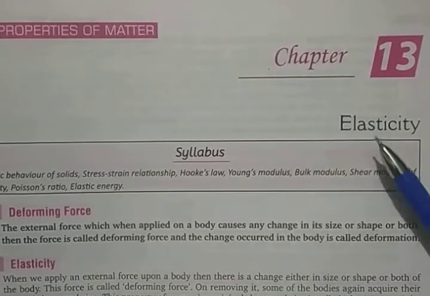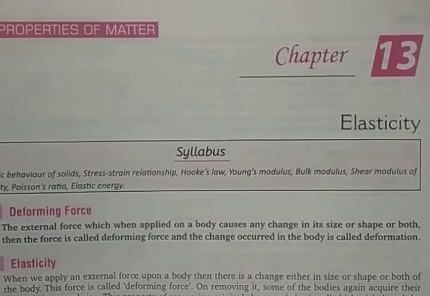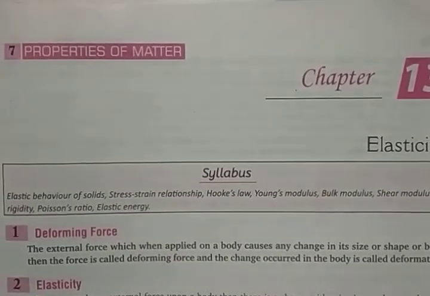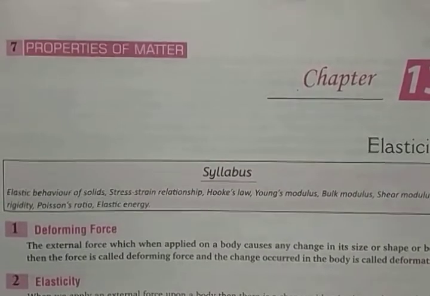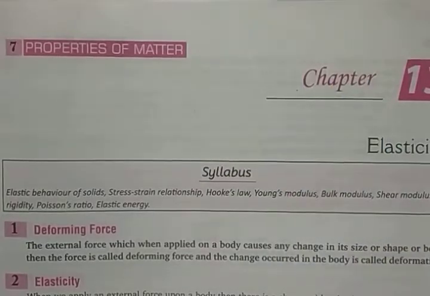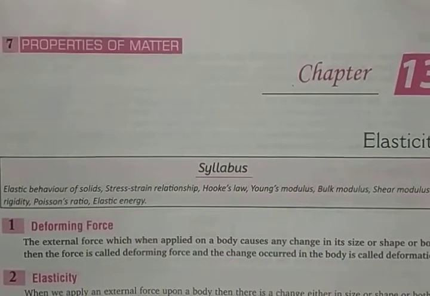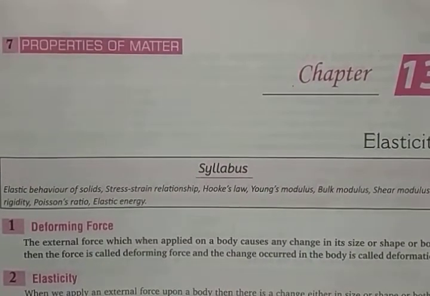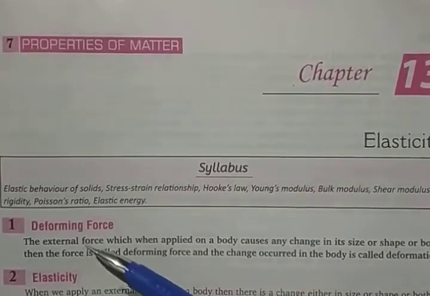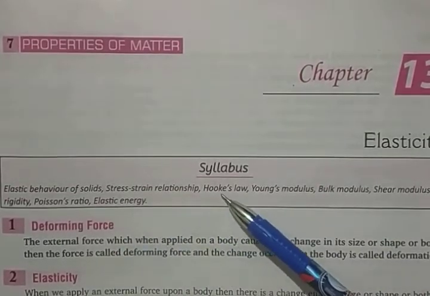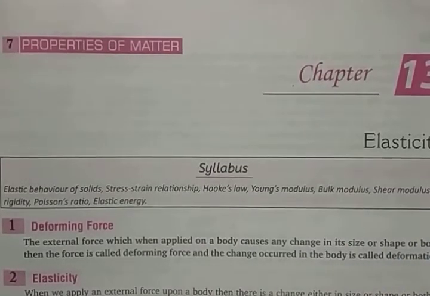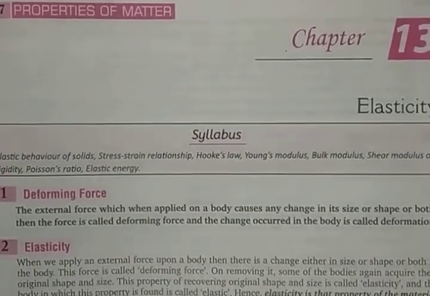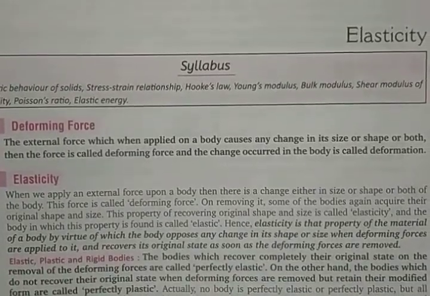This is considered chapter 13 in this book, but according to the actual syllabus given by ICSE or ISE, it is Properties of Matter, the 7th unit. The syllabus is given here: elastic behavior of solids, stress-strain relationship, Hooke's law, Young's modulus, bulk modulus, rigidity modulus, Poisson's ratio and elastic energy. We'll try to see all of them.